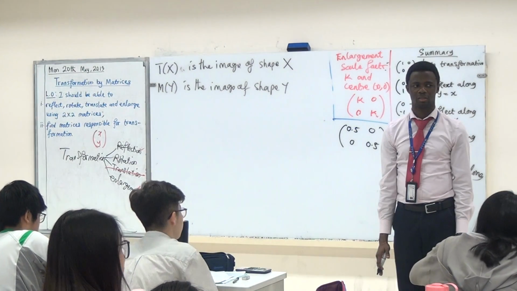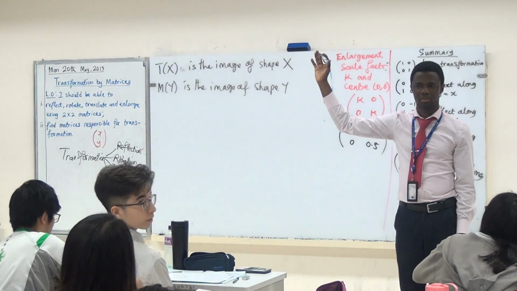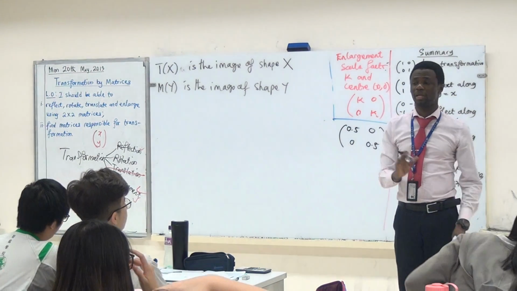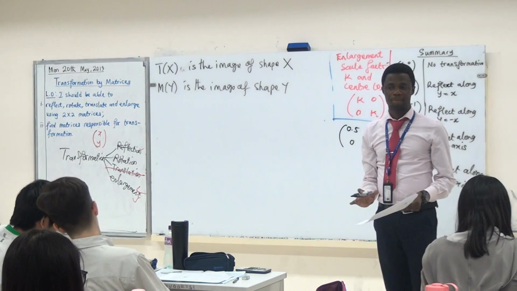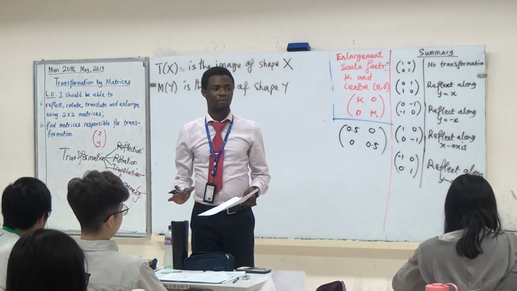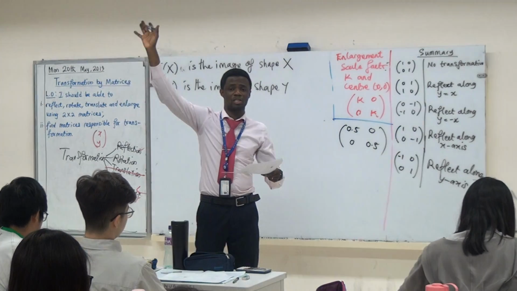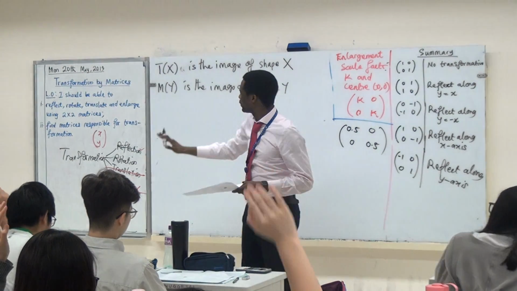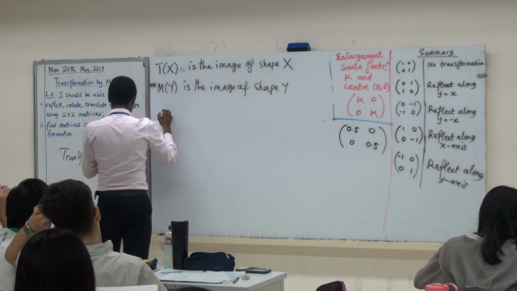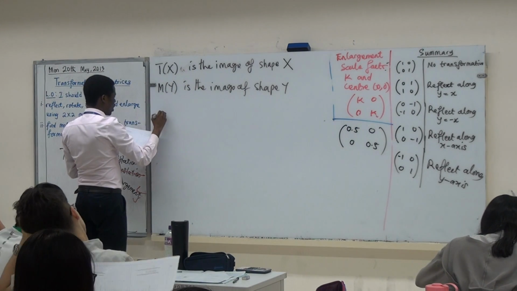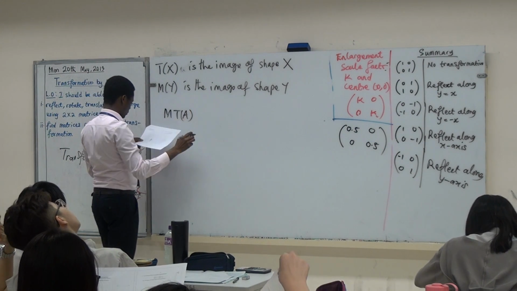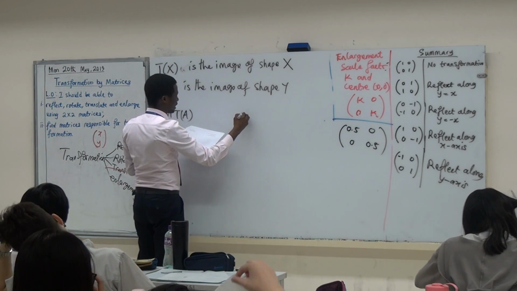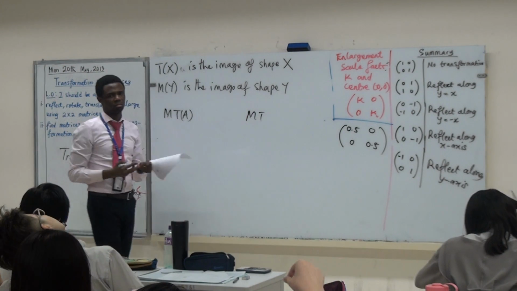Is anyone confused like me? Can somebody help us out here? Did you see the question? Raise your hand if you have seen the question I'm talking about. Because now the question is asking us to draw MTA, the image of A after transformation MT.